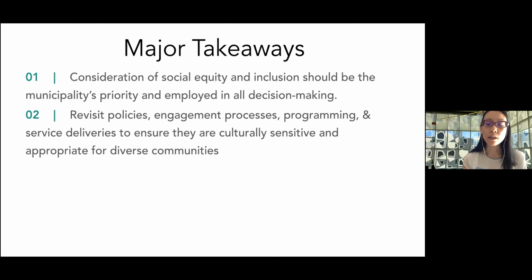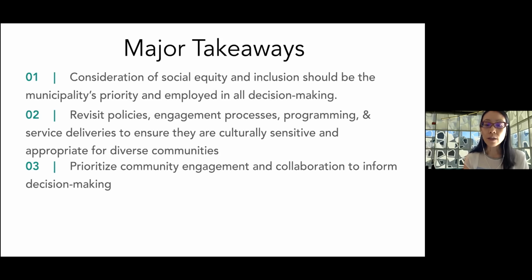Second, revisit policies, engagement processes, programming, and service deliveries to ensure they are culturally sensitive and appropriate for diverse communities. Third, prioritize community engagement and collaboration to inform decision-making. Public consultation conducted as a minimum statutory requirement may do little to promote community ownership of plans, particularly when working with groups who face myriad barriers to engagement, including language, age, gender, or feelings of powerlessness.